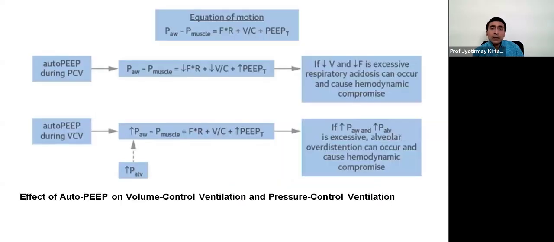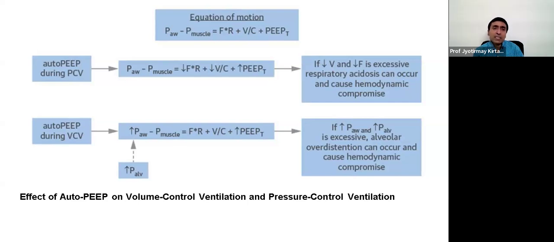So again, don't get frightened by this equation of motion of ventilation. If you look at it, it's not that complicated. It's very simple. That's the airway pressure minus the muscle pressure, the pressure exerted by the muscle. You can actually multiply by the surface area and get the force. So it is equal to flow into resistance plus volume into capacitance plus PEEP.